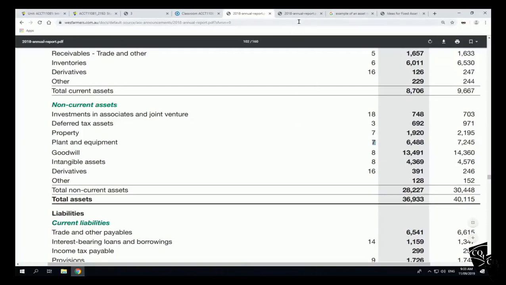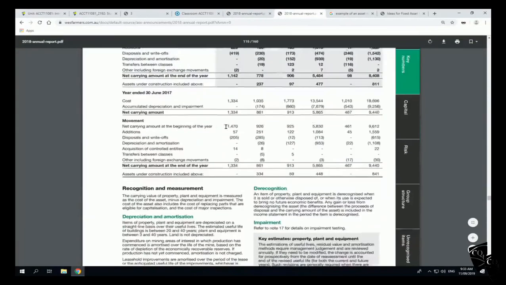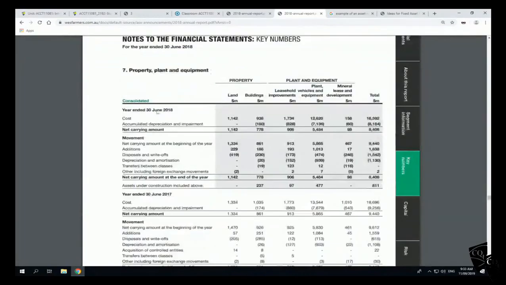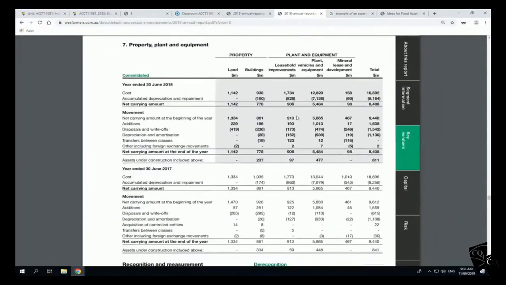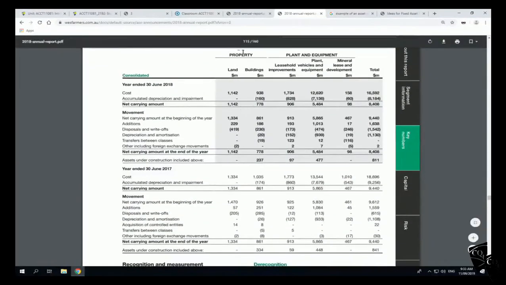So if I scroll down till I get to note 7, I have a look and I can see, oh yes, here they go. They've actually split them up for me. So property, they've got land, and notice they're not depreciating their land. They've just got the land at cost. And then they've got buildings, and they are depreciating their buildings. So they've got two amounts there.